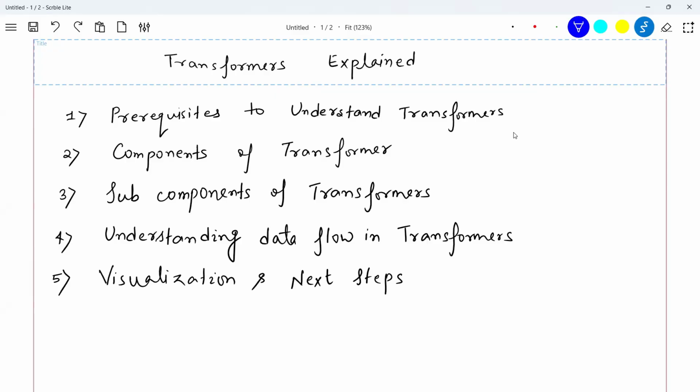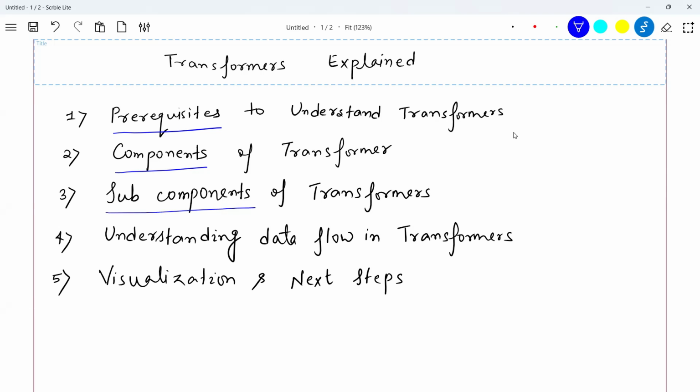As usual, let's see what we will be covering. First of all, we will understand the prerequisites to understand transformers. As you know, transformer is one of the most complicated concepts in AI, so there are some prerequisites which you must know, otherwise it will be very difficult for you to understand transformers. Then we will understand the components of transformers. Then we will go one more level down and understand the subcomponents of transformers.